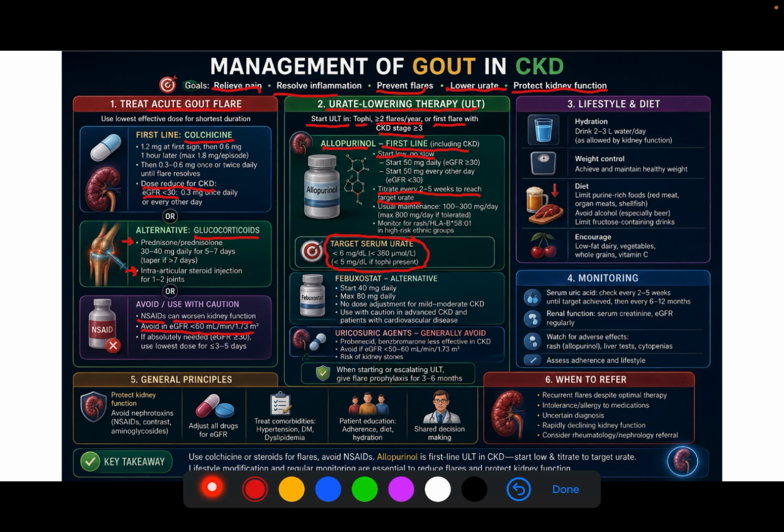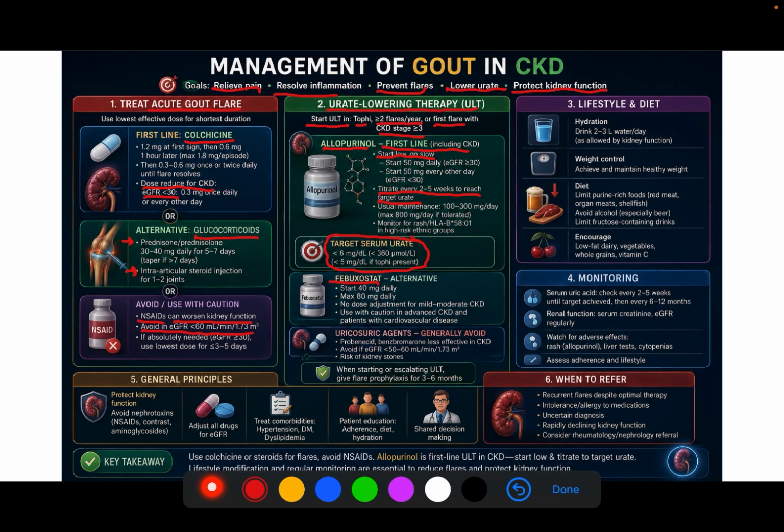We also have to be very cautious, as its dose really needs to be adjusted as per the renal function. And if it is not tolerated or not available, then we have the alternative drug, that is febuxostat. Also it has to be started low and go slow.